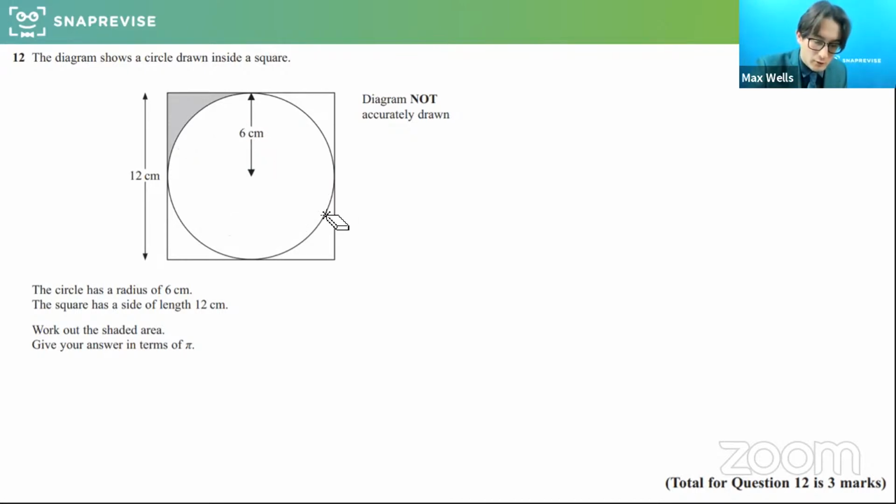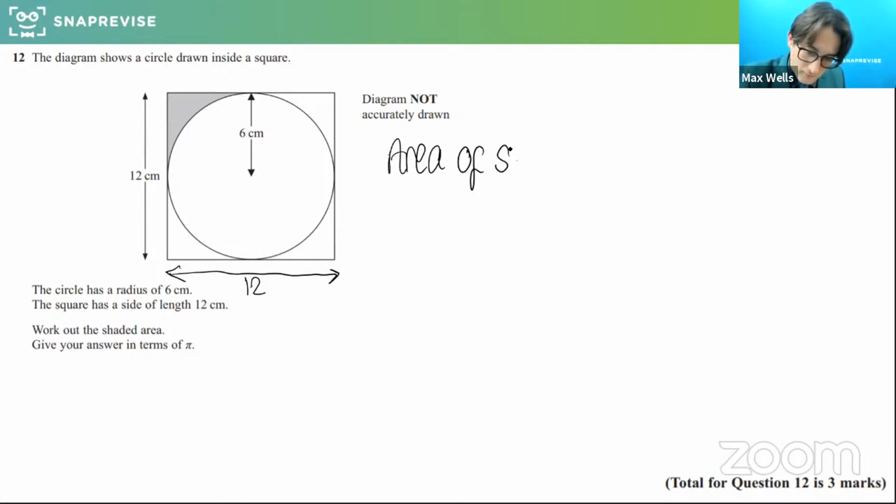You guys also hopefully know how to find the whole area of the square, because it's just 12 by 12. So we can think about, well, how do I get that little chunk? I know how to find kind of big bits here. So to find the area of the square, we just do 12 times 12. So the area of the square is what?